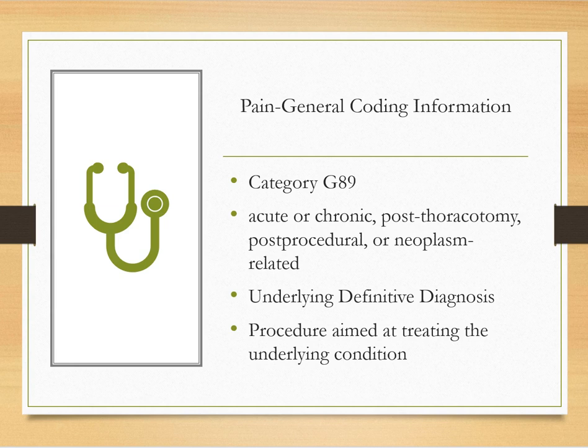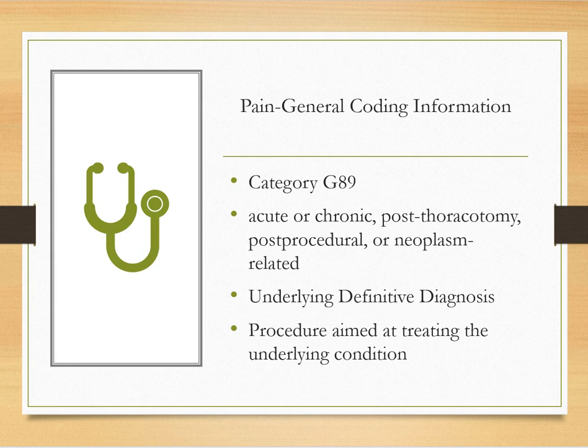First exception, if the pain is not specified as acute or chronic or post-thoracotomy pain or post-procedural pain or neoplasm-related pain, we cannot use G89. Also, a code from category G89 should not be assigned if the underlying diagnosis is known, unless the reason for the encounter is pain control or pain management and not the management of the underlying issue. And if you're like me, you're thinking, wow, these pain codes can actually be a pain.